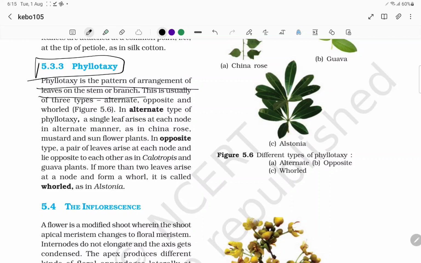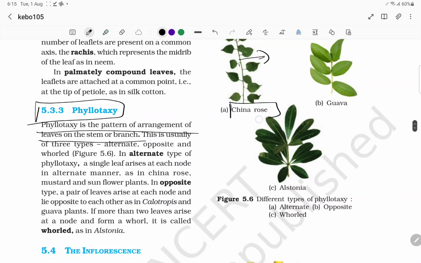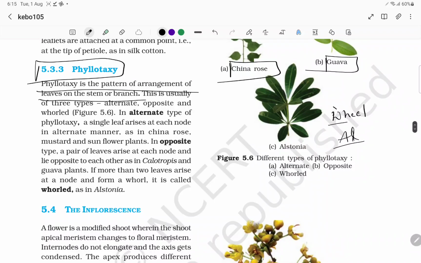I'll tell you some easy mnemonic for that. Chinese people will make an alternate for everything. So China rose. And the opposite: the fruit of an apple is guava. So you can remember like that. And whorled phyllotaxy, remember whorl: W for wheel. A wheel is usually made up of aluminum. Alstonia.